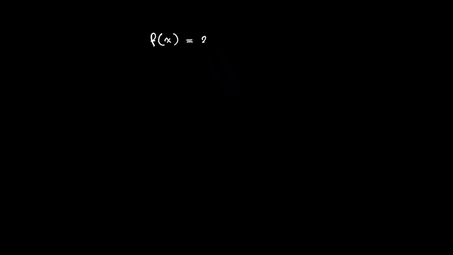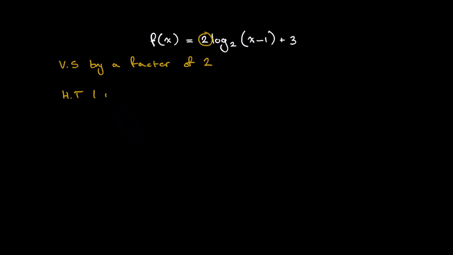Now let's try an example of this. So say we were given the task of describing the transformations of this function, as well as graphing it in the Cartesian plane. Now let's start off with transformations. First, there is a vertical stretch by a factor of 2, as indicated by this coefficient here. We also have a horizontal translation, 1 unit to the right, as indicated by this expression over here.